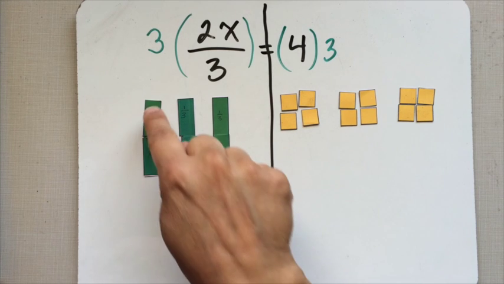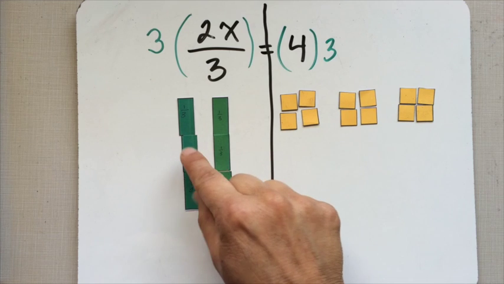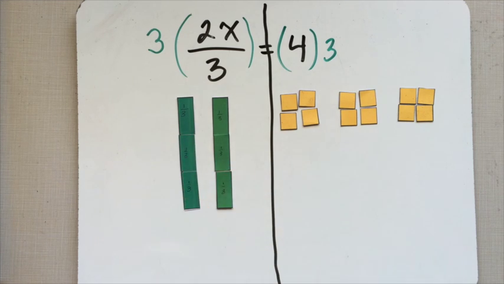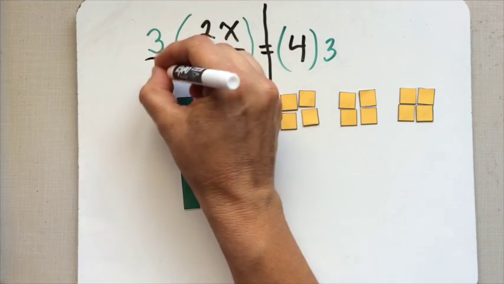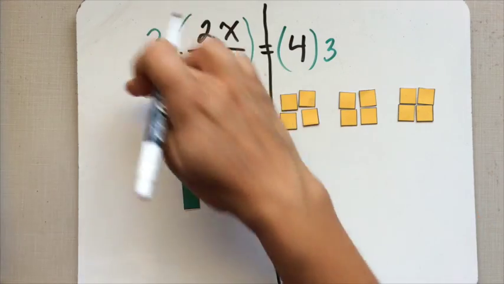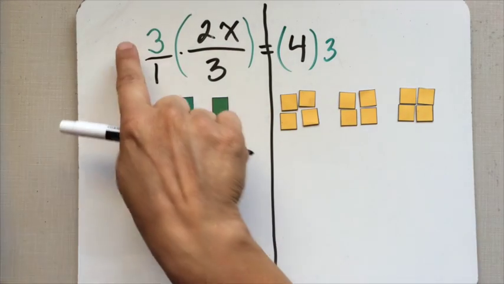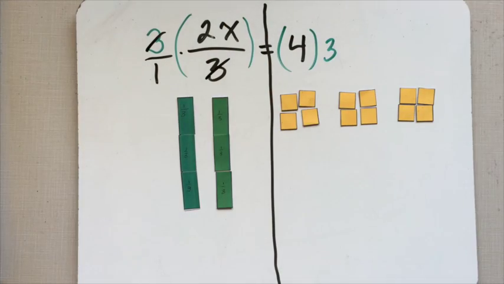Do you see that I could rearrange these to make 2 whole x's? Yeah, and that's because when I multiply 3 times 2x over 3, I get 3, let's make it into a fraction. When we multiply a whole number times a fraction, we make the whole number into a fraction. I've got a 3 in the numerator and a 3 in the denominator. The 3's cancel. 3 divided by 3 is 1. And 1 times 2x is 2x, and that's why I end up with 2 whole x's here.